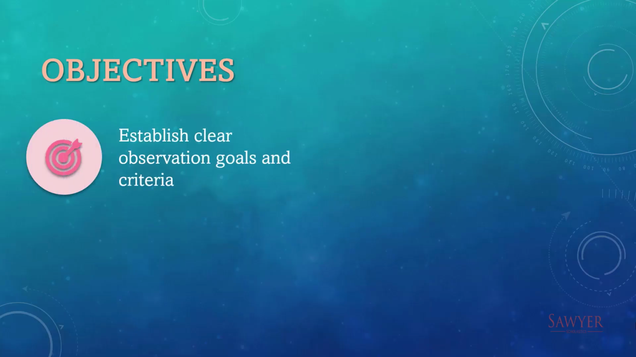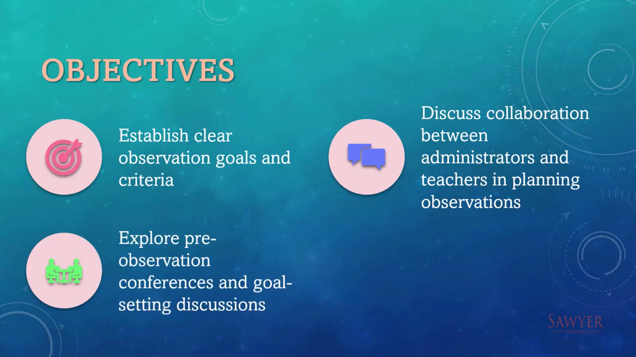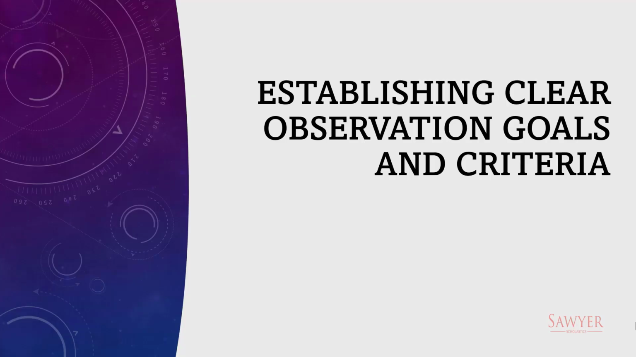The objectives for this module are to establish clear observation goals and criteria, to discuss collaboration between administrators and teachers in planning observations, to explore pre-observation conferences and goal-setting discussions, and to identify relevant data and resources for observations. So let's start with establishing clear observation goals and criteria.